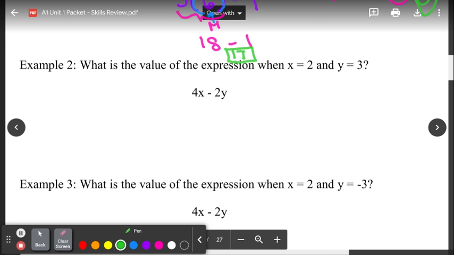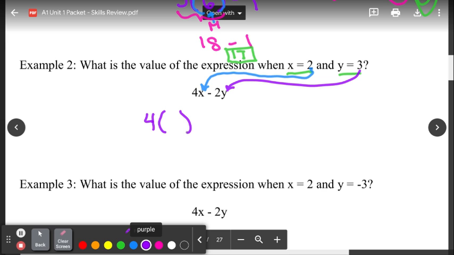So number 2, what is the value of the expression when x equals 2 and y equals 3? So here, we're going to plug a 2 in for x and a 3 in for y. So now I'm going to read the expression. 4x minus 2y. So what this means is 4 times x minus 2 times y. And then we just plug in our numbers. X is 2 and y is 3.